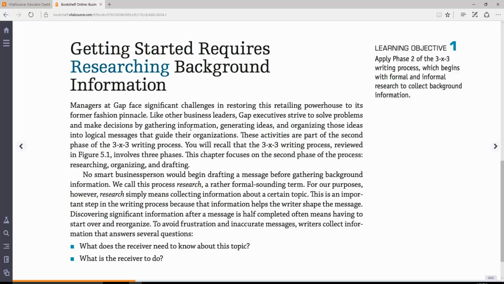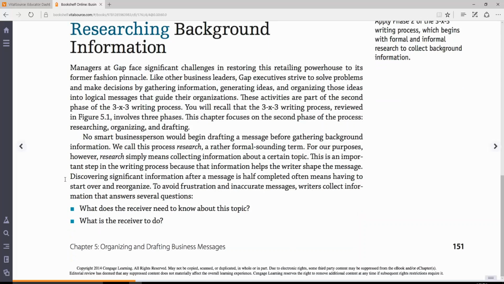Gap executives strive to solve problems and make decisions by gathering information, generating ideas, and organizing those ideas into logical messages that guide their organizations. And then it talks about figure 5.1, which we will look at, involving 3 phases. This chapter focuses on the second phase of that process, researching, organizing, and drafting. Discovering significant information after a message is half completed often means having to start over and reorganize. To avoid frustration and inaccurate messages, writers collect information that answers several questions.